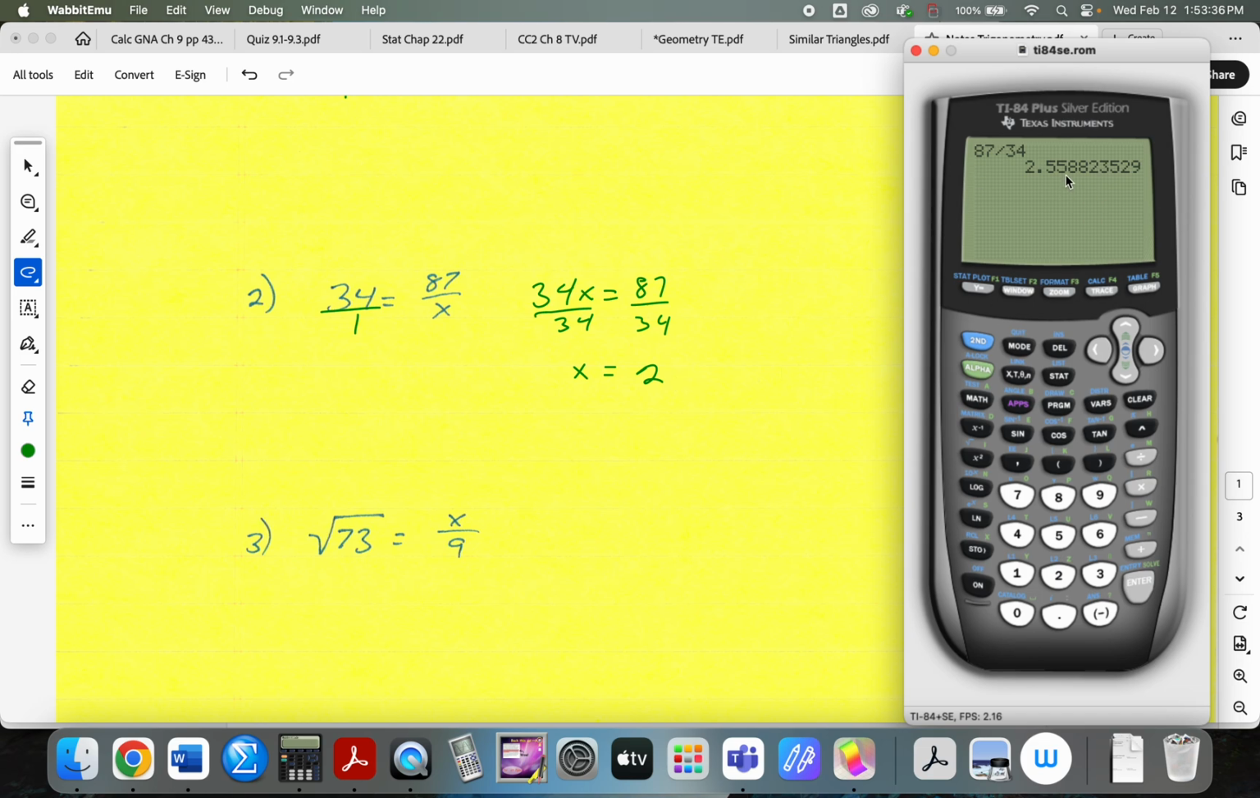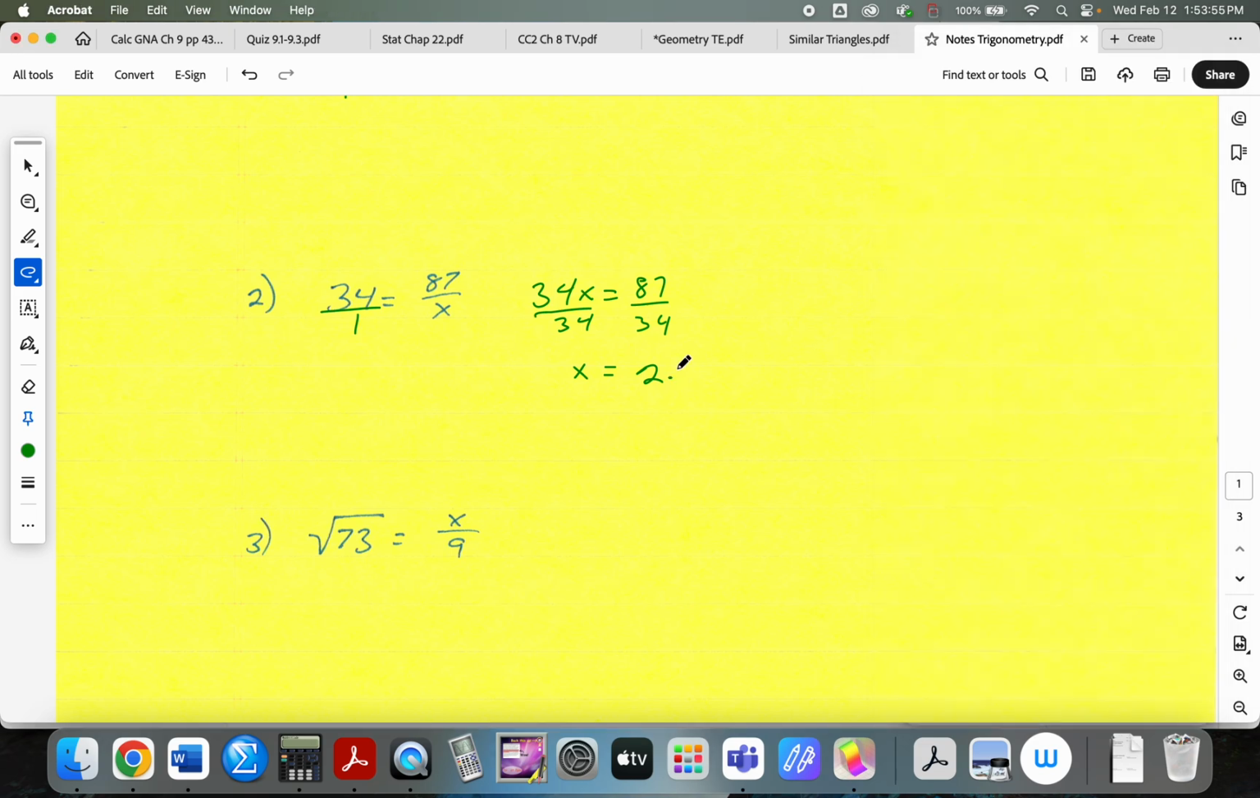So when you're rounding to the nearest hundredth, you look at the hundredths place, and then you look at the place after that. If the place after the hundredths place is 5 or more, you add 1 to the hundredths place. If it's less than 5, then you just leave the number alone. So this is going to be 2.56.